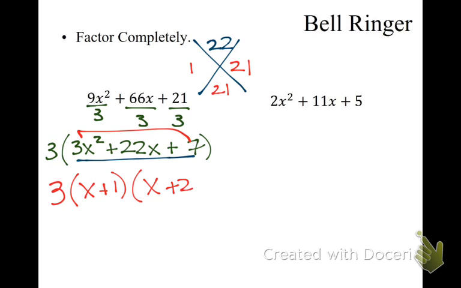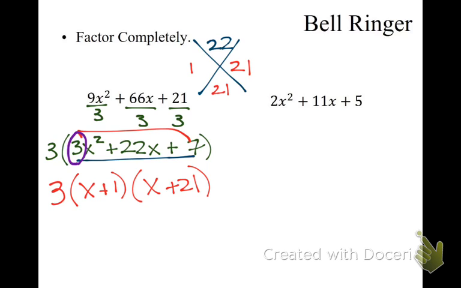All right, so when you go to rewrite your answer, you have 3 times x plus 1 times x plus 21. Is that my final answer? No. What do I need to do? Divide by 3. What's your question? How'd you get 21? You need factors of 21 that add up to 22. So the very first factor of 21 is 1 and 21.